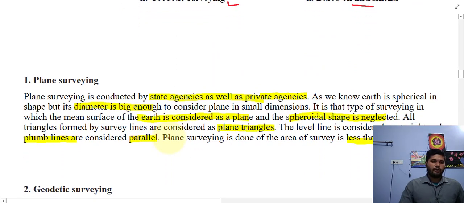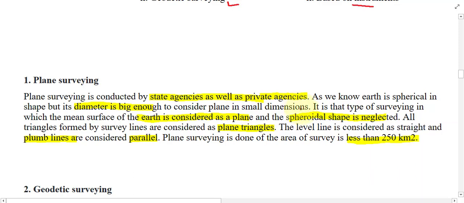So in plane surveying, this surveying can be done by state agency as well as private agencies. The area on which this surveying is conducted is small and it is less than 250 kilometer square. Because the area is small and the diameter of earth is big enough, the area is considered to be plane, and the spherical shape of earth is not considered.